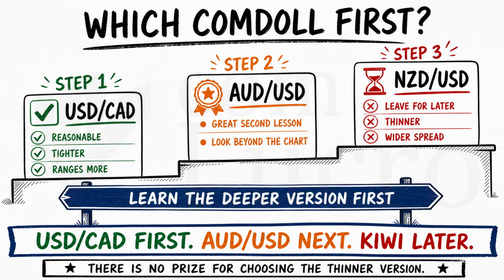So, should a beginner trade the Comdolls? My honest take: not as your first pair, but they make an excellent second lesson. USD CAD is reasonable and well-behaved, once you accept that it ranges more than it trends. AUD USD is genuinely instructive because it forces you to look outside your own chart at what the rest of the world is doing. The Kiwi, I'd leave for later. There's no reward for choosing the thinner version of a story you can already trade in the deeper one.